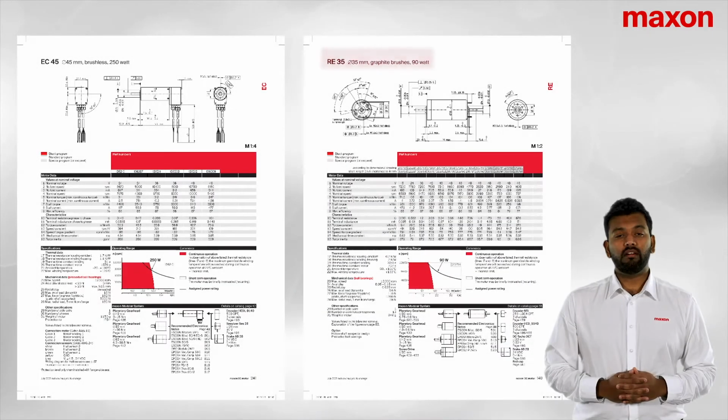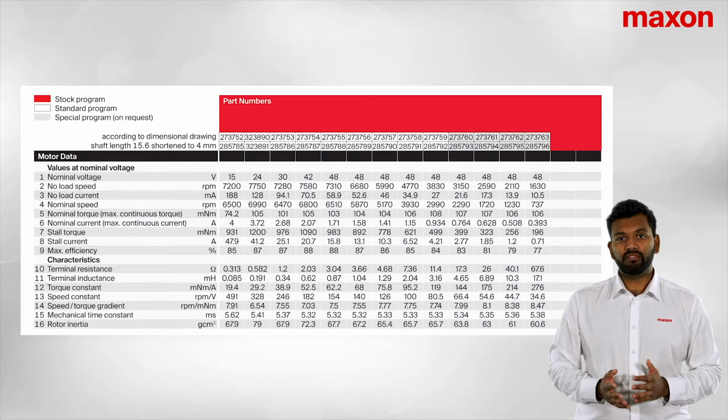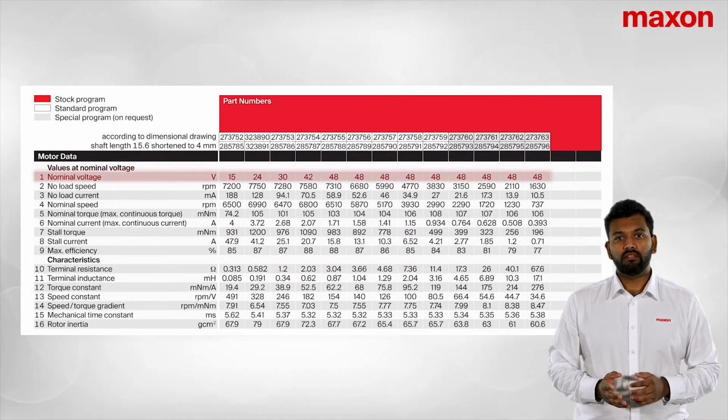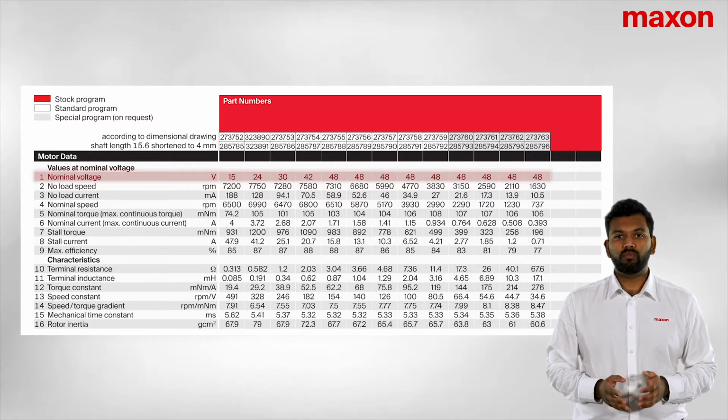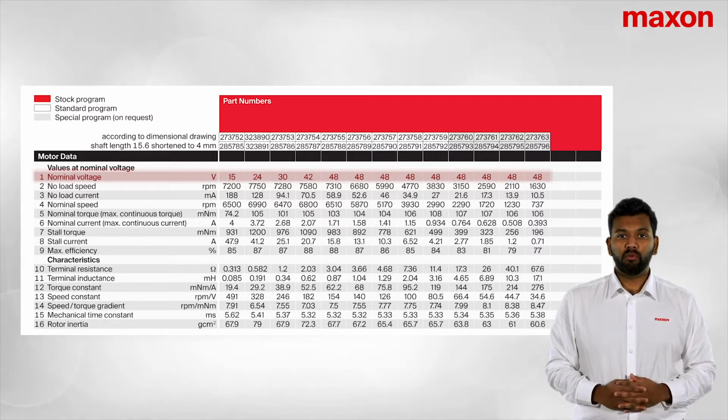Let's have a look at the RE35 brushed motor datasheet. We'll be focusing on the first 5 windings. If you have a look at the first 5 windings, you can see nominal voltage is the first rating that you see. This is mainly what each winding is tested at, and the data underneath each column represents this. Voltage is important when looking at speed requirements for your application.